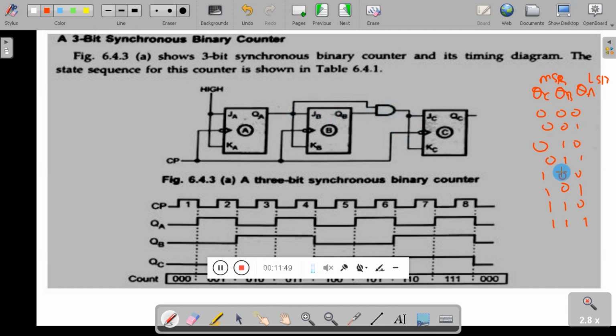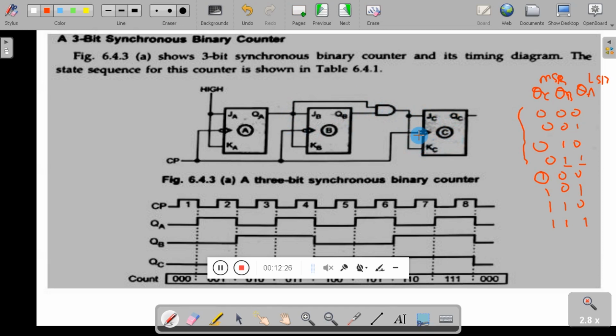You can see the difference here. You can see the one changes here. When QB is 1 and QA is 1, when both are 1, when you give the clock pulse, the next state of QC will change. Till then QC remains 0. When both become 1, in the next state QC becomes 1. That's why we have connected QA and QB with an AND gate, and the output of the AND gate is connected as an input to the third one.